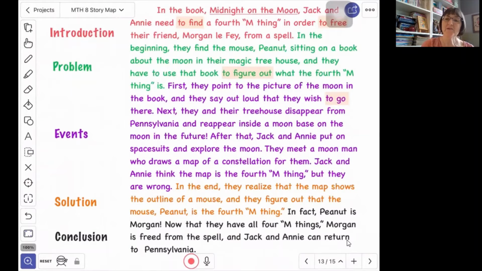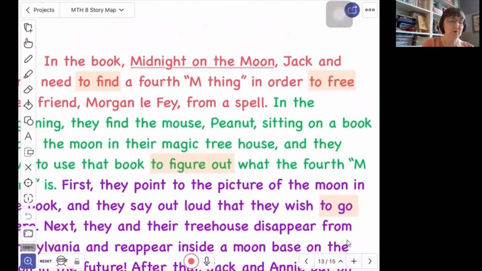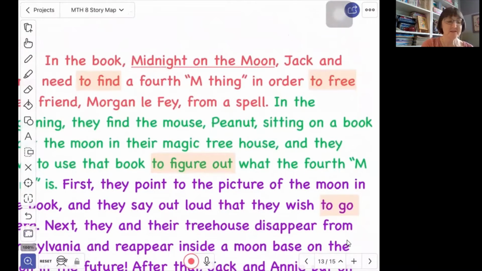Here we see how we can use a phrase that begins with to and then has a verb after it. We can see to find, to free, to figure out, to go. This type of phrase is not acting as the verb in the sentence. It's a little tricky because we know that find and figure out and free and go are verbs. But when we put the word to in front of it, then this phrase will just be giving us important information in the sentence.